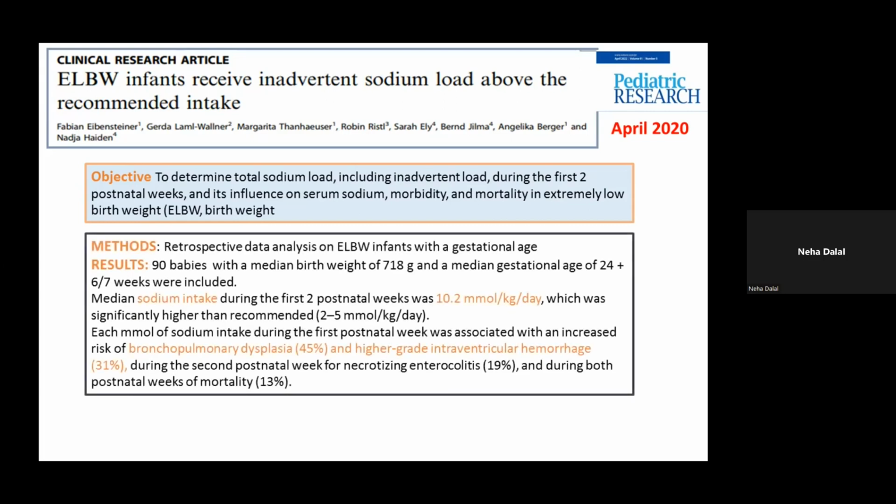What they found was that 90 babies with a birth weight of 700 grams and a mean gestation of 24 weeks were included. The mean sodium intake during the first 2 weeks was 10 millimoles per kg per day, whereas the recommended daily dose is 2 to 5 millimoles per kg. This was significantly higher in these extreme preterm babies. And every millimole increase of sodium during the first week raised the chances of bronchopulmonary dysplasia and higher grades of IVH, in 45 and 30% of the babies.